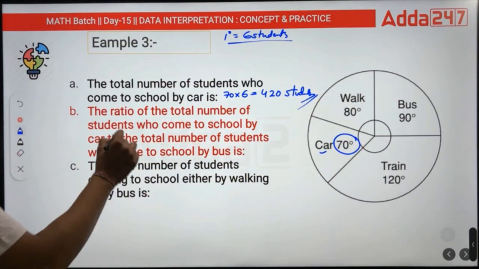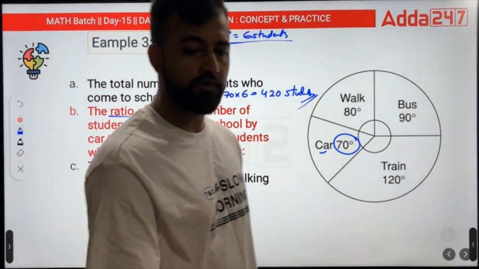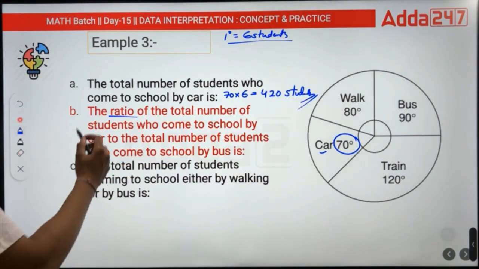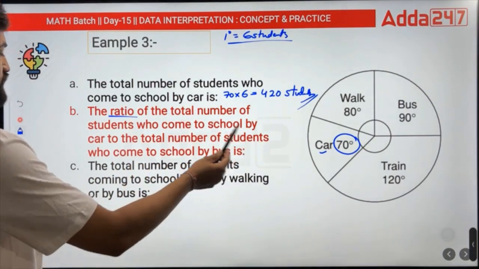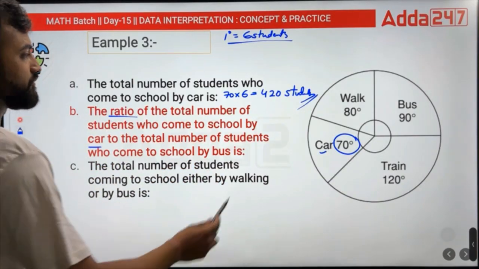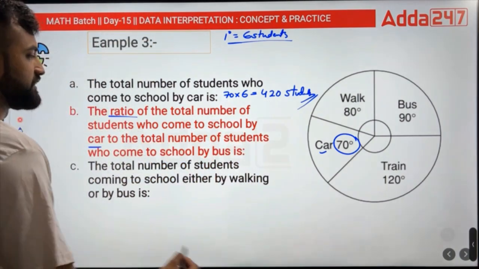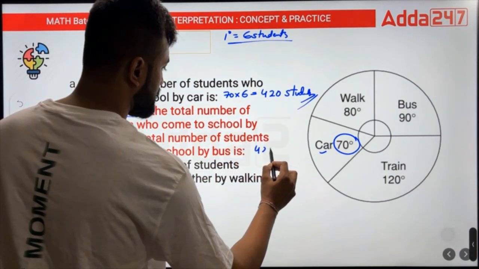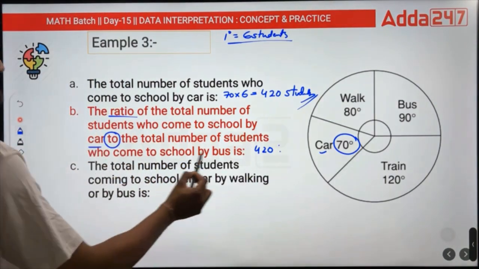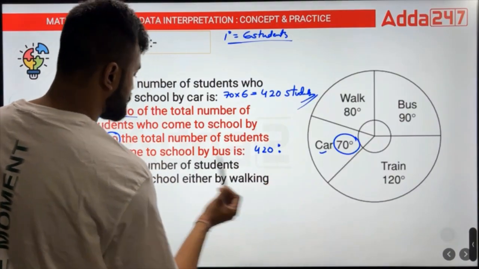Next, okay. Now they're asking the ratio. Now for ratio, my friend, we don't need the actual value, but I will prove it to you. See, the ratio of total number of students who come to school by car. First, we need to find the total number of students who come to school by car. We have already found, sir. By car, 420 students are there. So I'm writing 420 is to. This particular dot that we are using, this is 'is to'.